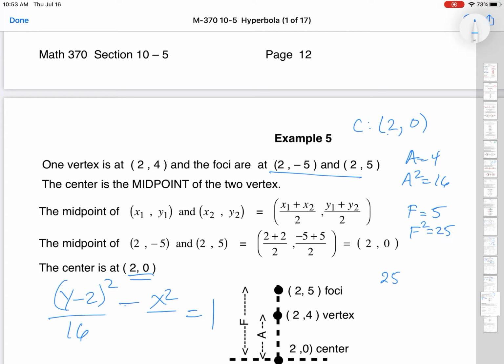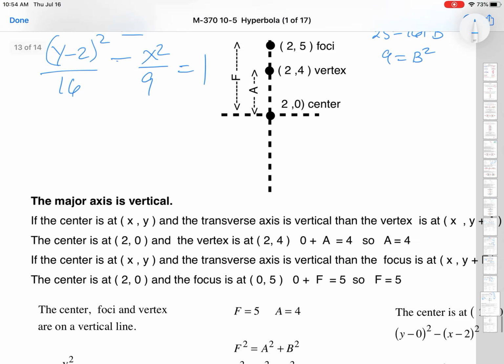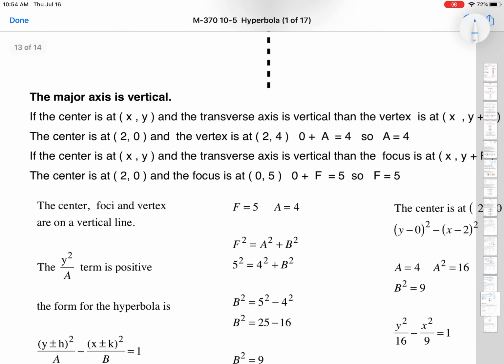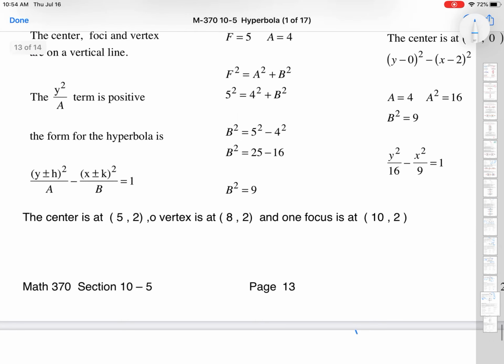So we need 25 to be equal to 16 plus b squared. So if we subtract off 16, we get 9 is equal to b squared, and we're finished. Right? We should end up with a 9 right underneath there. Perfect, with the y squared overall.